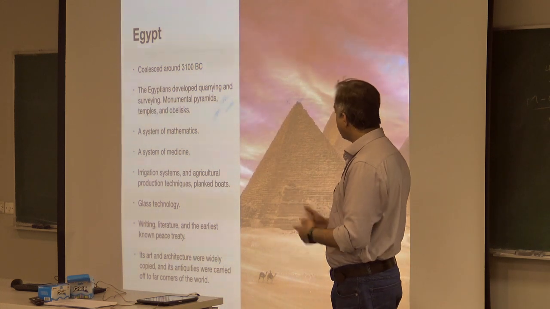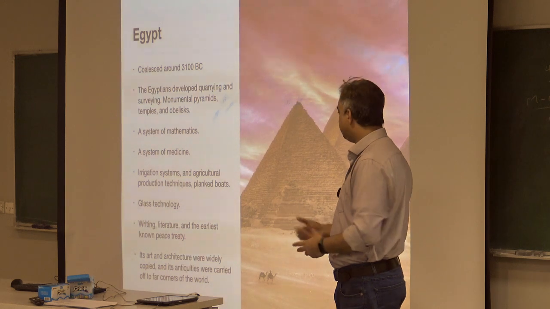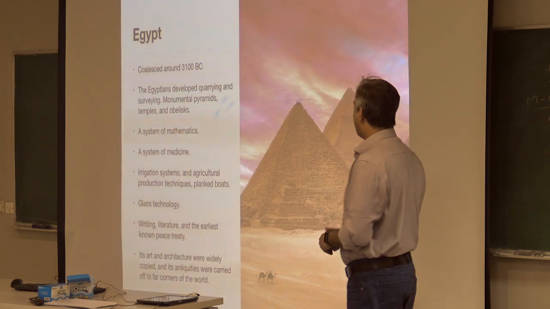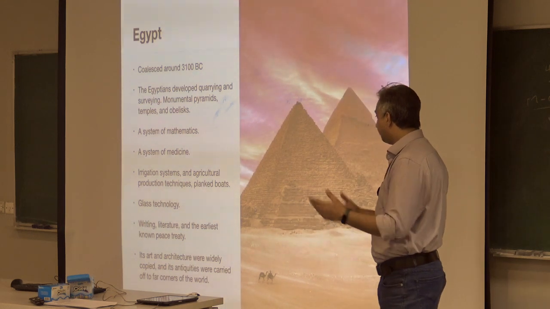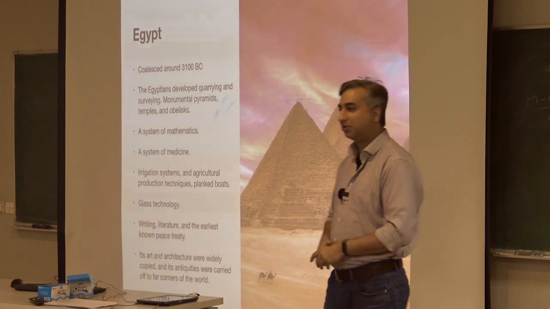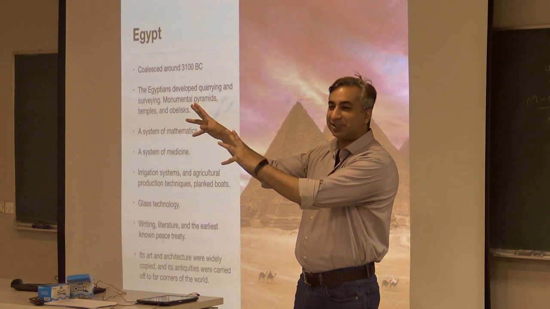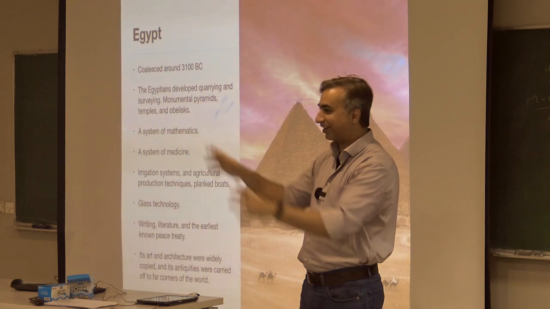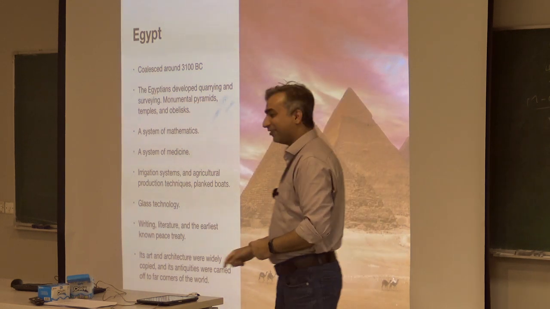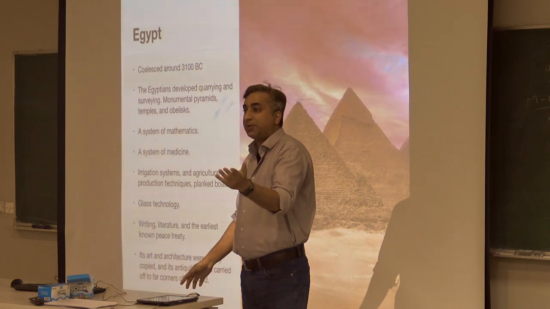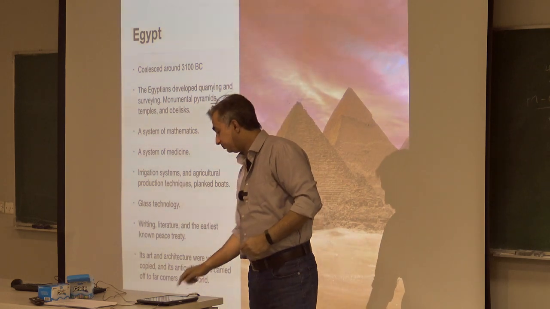And the earliest known peace treaty. Its politics, religion, art and architecture were widely copied, and its antiques are even today carried off into the far corners of the world. Even in Beria town, I'm sure you have some Sphinx or pyramid or something like that, some cheap copy of that, right? So Egypt is an example of a great African kingdom.